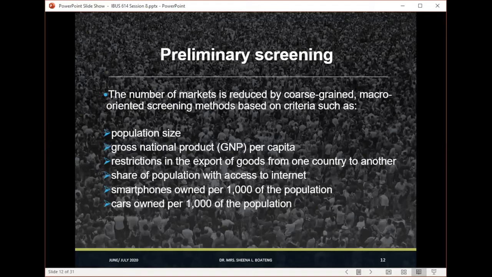At the same time, with preliminary screening, like I just mentioned, we can also think about the level of infrastructure as well as utilities that are available to the people. So how many people own cars?